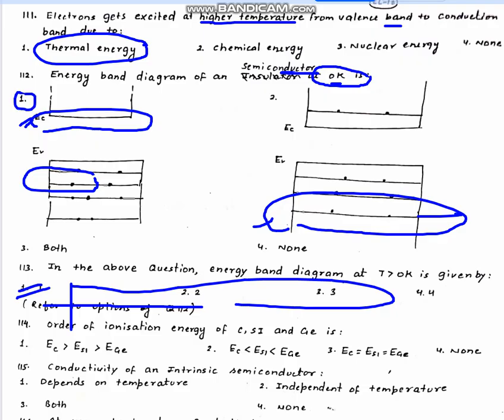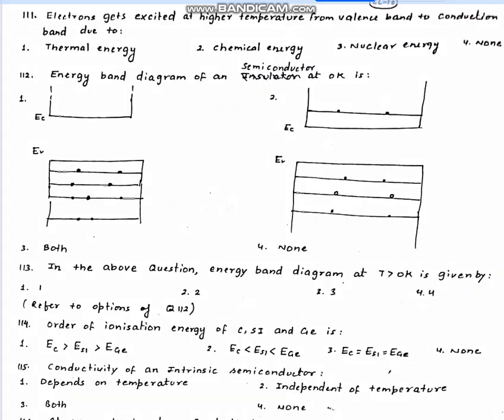Next is in the above question, energy band diagrams at T greater than 0. So obviously some electrons will move to the conduction band. So that will be corrected by 2. 2 will be the correct option over here. Next is order of ionization energy of carbon, silicon and germanium. So obviously carbon is non-metal, it has got highest energy, then silicon, then germanium. So first one will be correct.